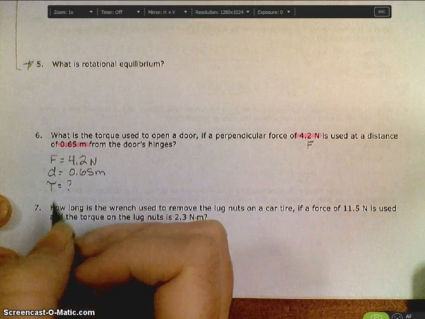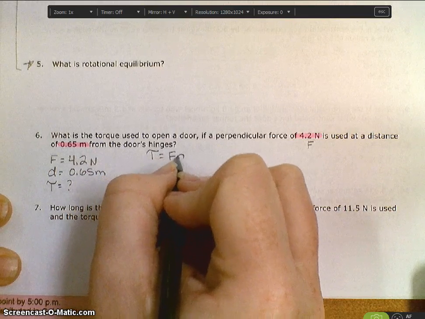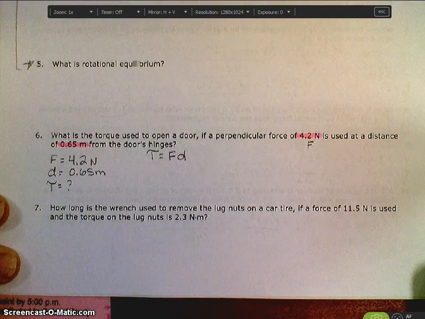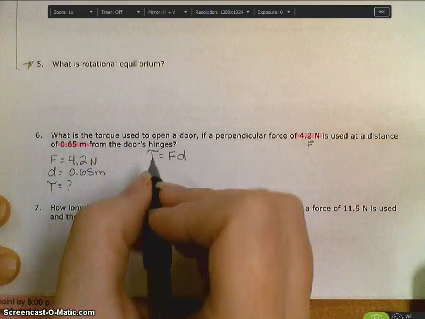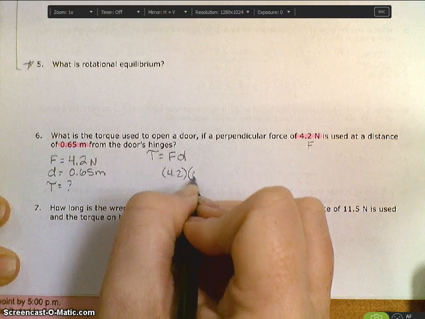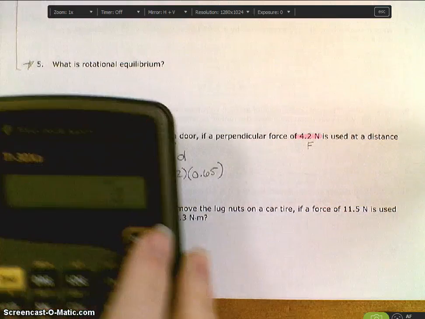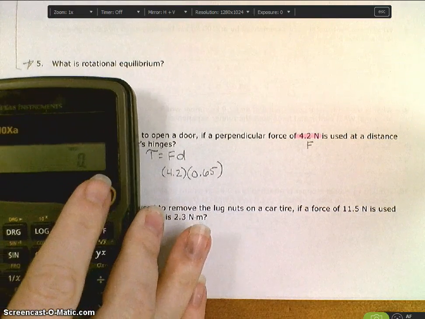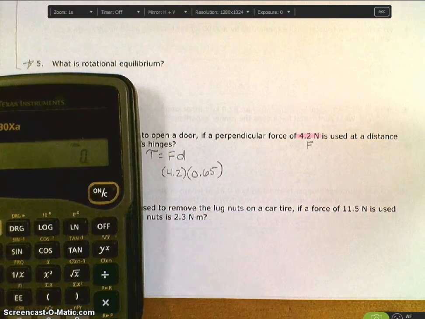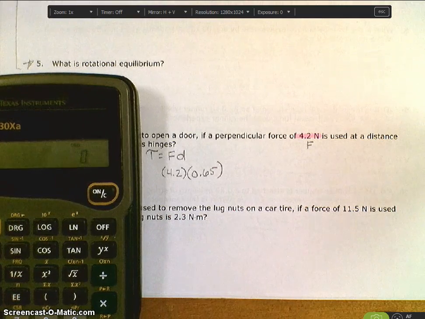Question that I'm asked is, well, what's the torque? My equation for torque, very simple. Torque equals force times distance. That's all you got to do. So we're going to plug in our force 4.2 and our distance 0.65. Remember, if at any time when I'm working a problem you get confused or you remember how to do it, pause and work on your own. That's going to help you much more.